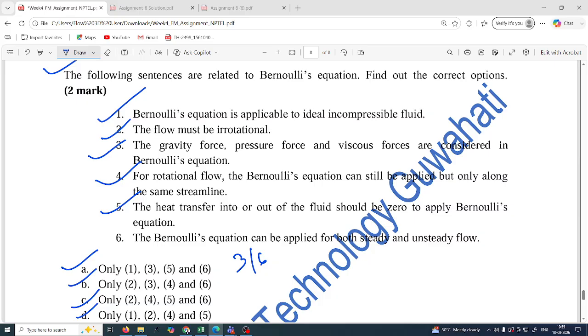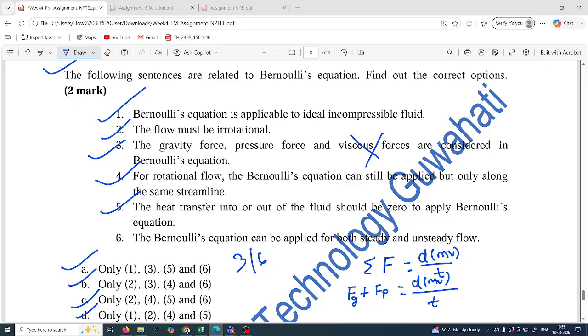So the gravity force, pressure force and viscous force are considered in Bernoulli equation? No. Only gravity force and pressure force. In the derivation of your Bernoulli equation, what we do is nothing but force is equal to rate of change of momentum, mv by t. So in Bernoulli equation, what we take? We take the gravity force, I'll write here the Fg, plus your pressure force, the summation of force here.